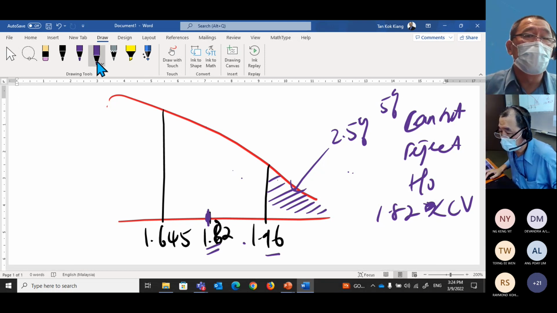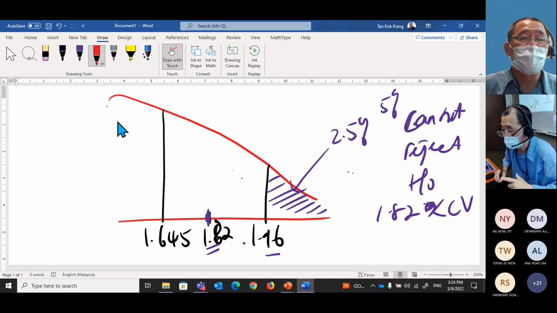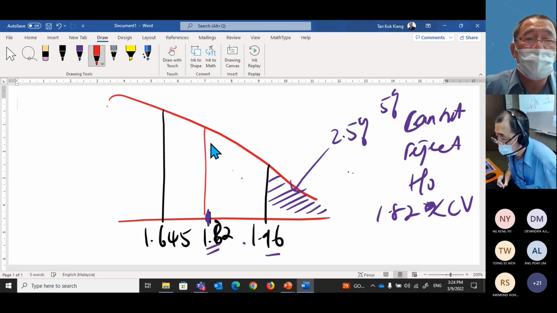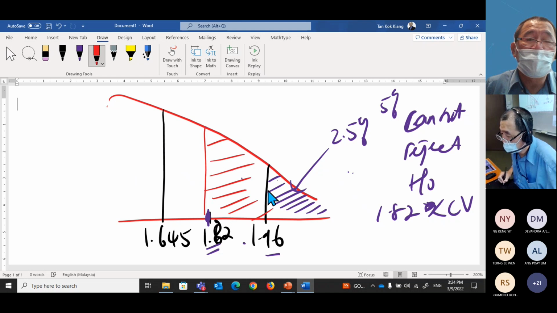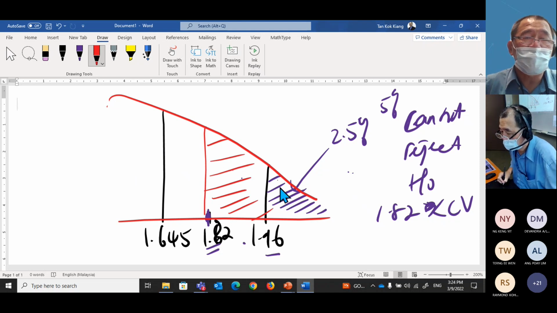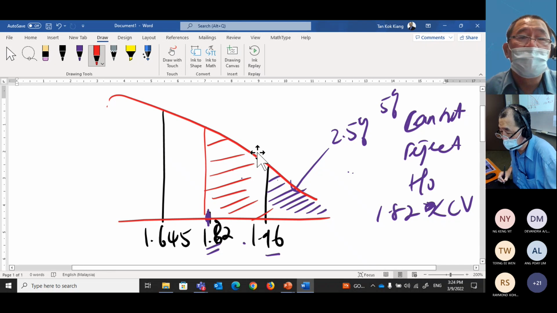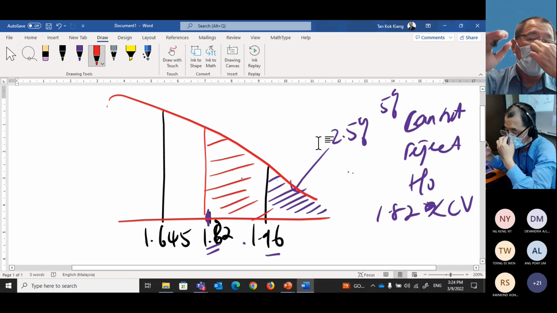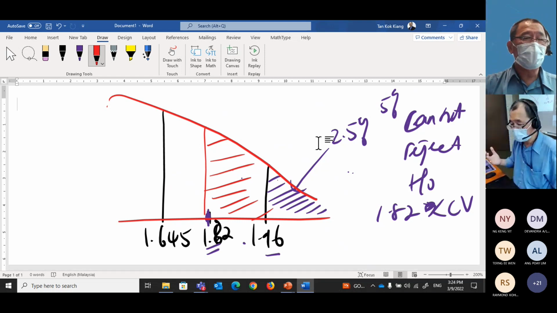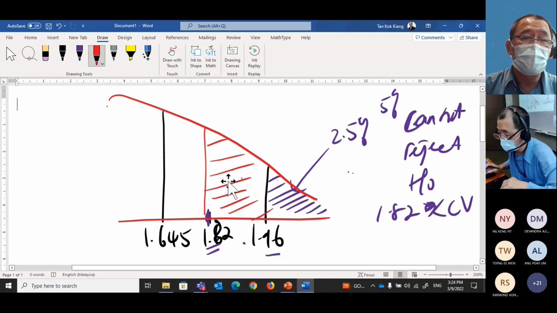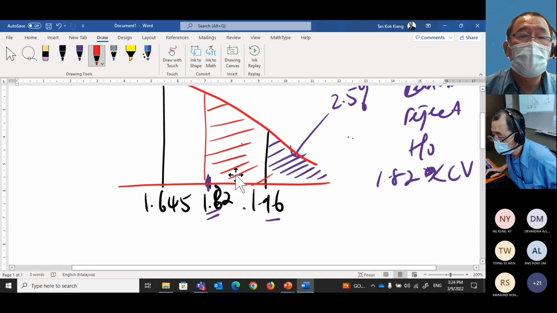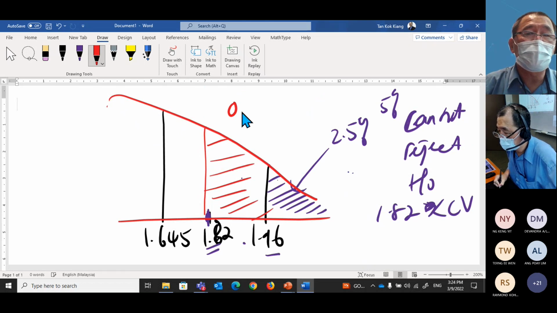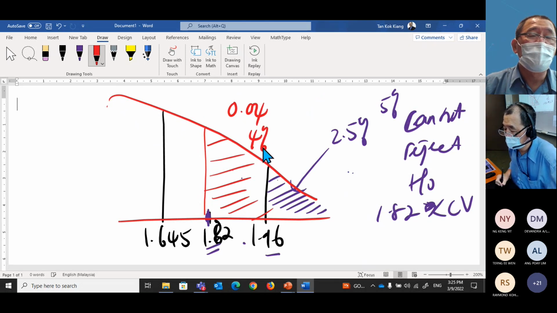Now we see the p-value. With the p-value, we also get the same conclusion. What is the p-value? The p-value is this area, the red color plus the purple color. Of course we have a formula to compute it, but we can skip this part because software will give us the p-value. Roughly it should be around 0.04, about 4%.